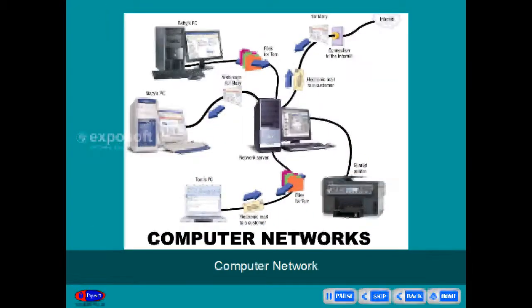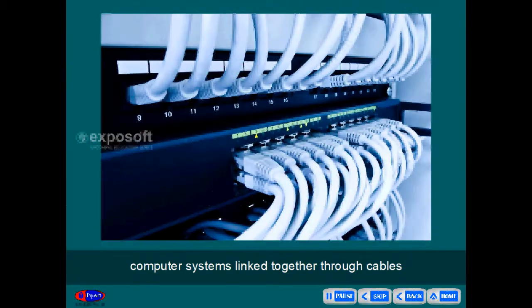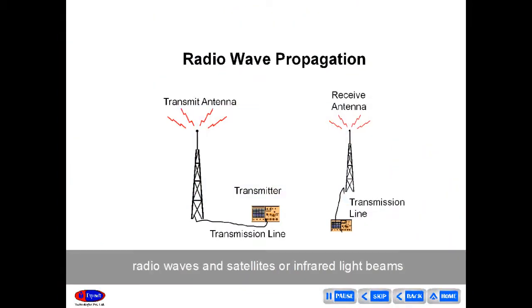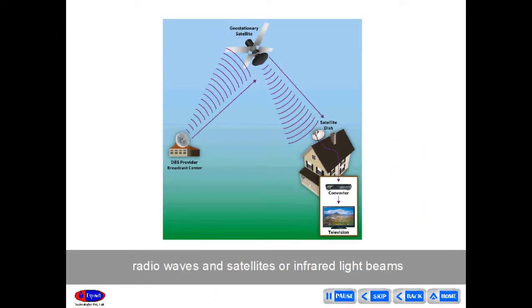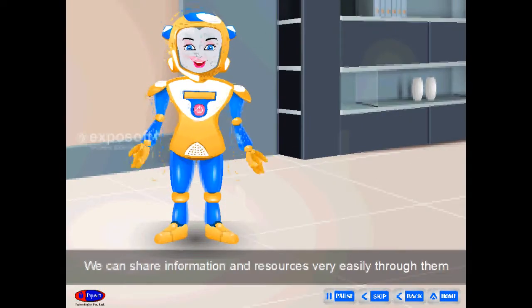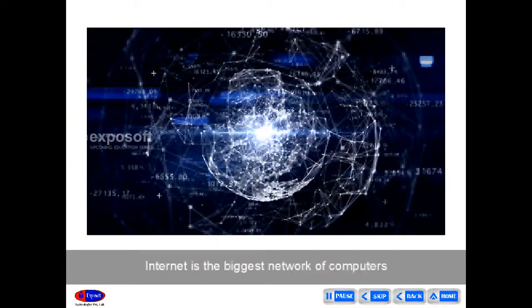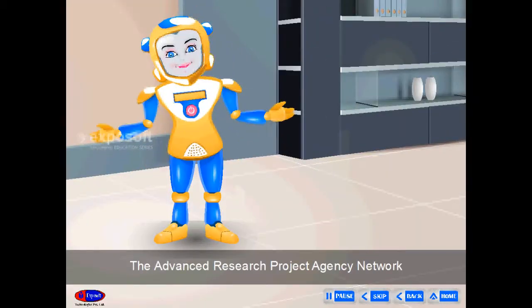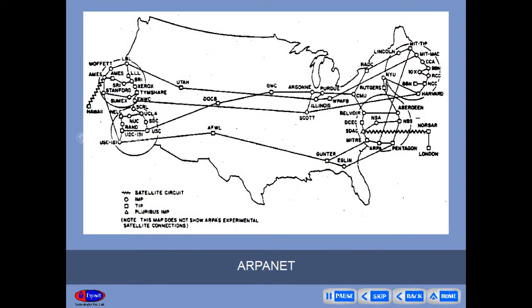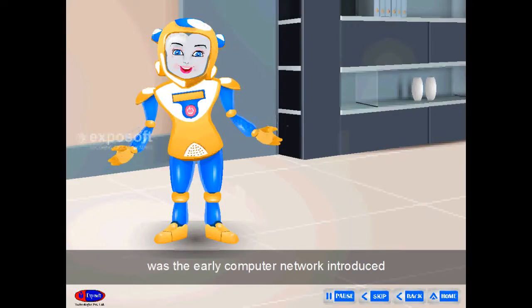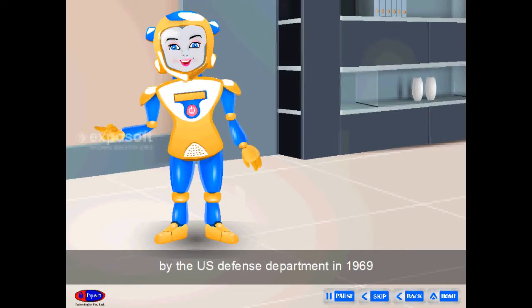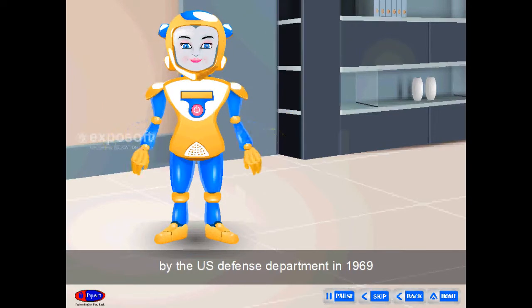Computer network. A network is a group of two or more computer systems linked together through cables, telephone lines, radio waves, and satellites or infrared light beams. We can share information and resources very easily through them. Internet is the biggest network of computers. The Advanced Research Project Agency Network, ARPANET, was the early computer network introduced by the US Defense Department in 1969.